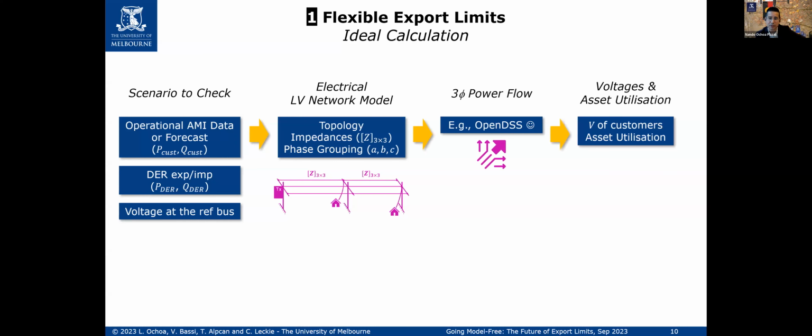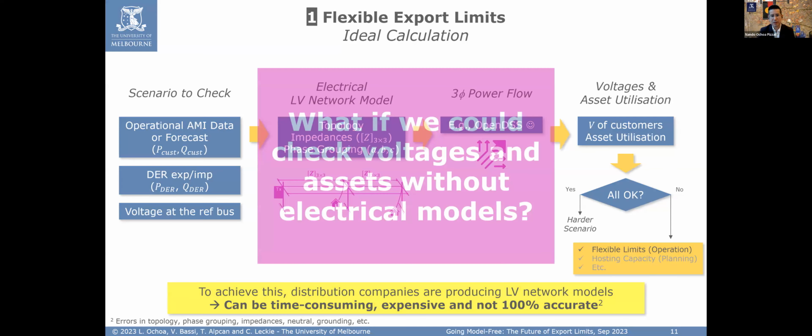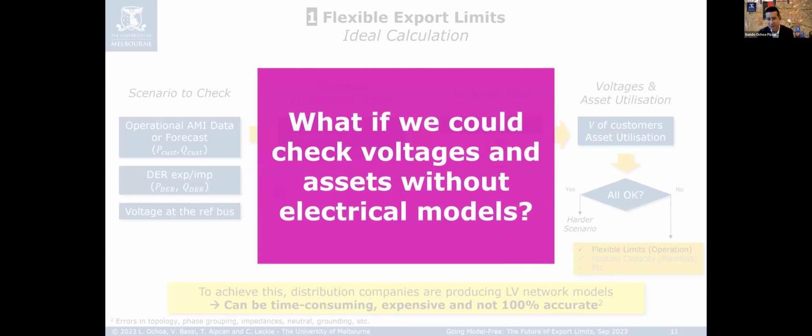But to achieve that, it means that you need to produce low voltage network models. And that is something that we do not have in most cases. And if we do have them, if the distribution companies do have them, they are normally not necessarily very accurate, because the phase grouping is not known. Impedances sometimes are just basic estimations. The topology is not necessarily confirmed. So there are a lot of challenges. So you cannot trust a power flow run with those electrical models. But I mean, you can actually still validate them, but it's extremely time consuming and expensive to get it right. So what if we could check voltages on assets without electrical models? And that's the whole point of this model-free approach.